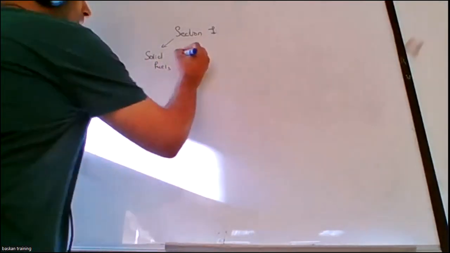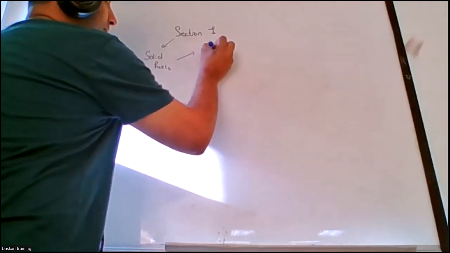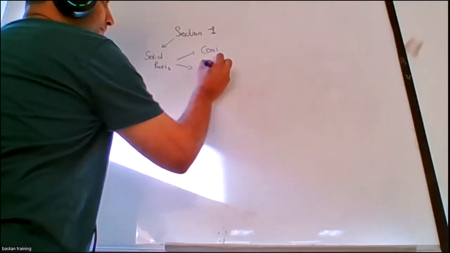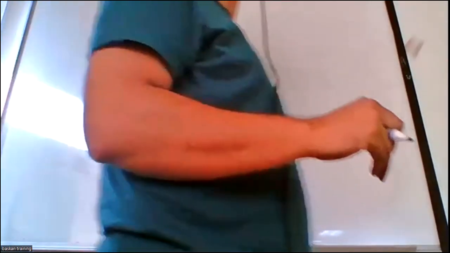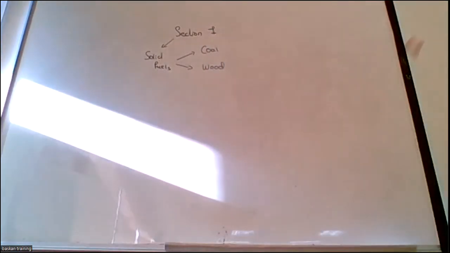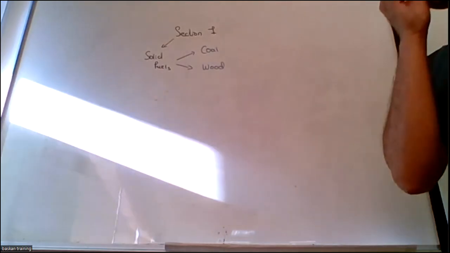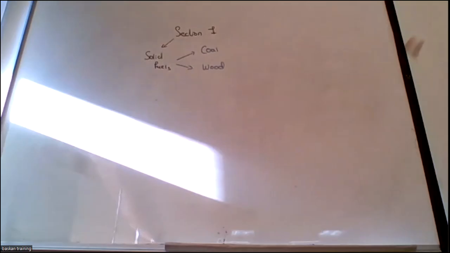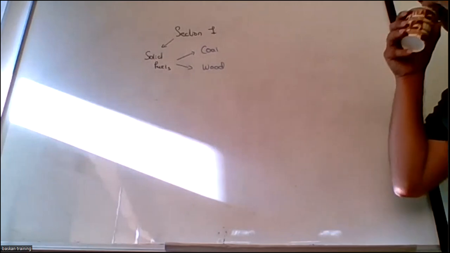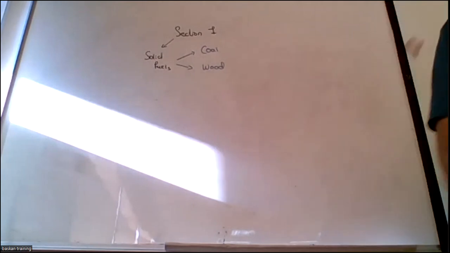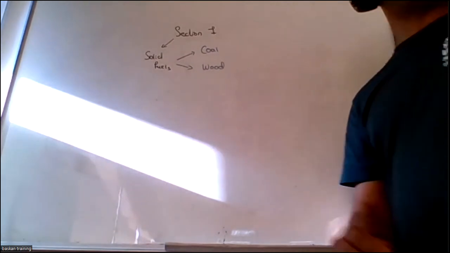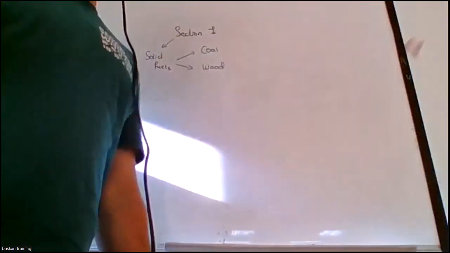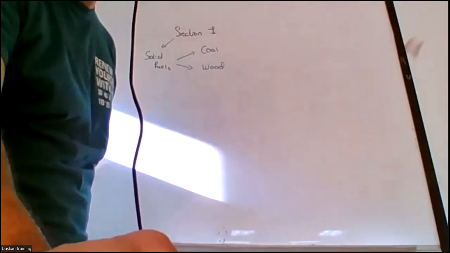Solid fuels can be categorized into 2 types: one is coal and one is wood. Whenever we are talking about solid fuels, it's usually coal and wood. Coal and wood have very different characteristics. Wood has the capability of releasing too much smoke, while coal has a tendency to give off heat.